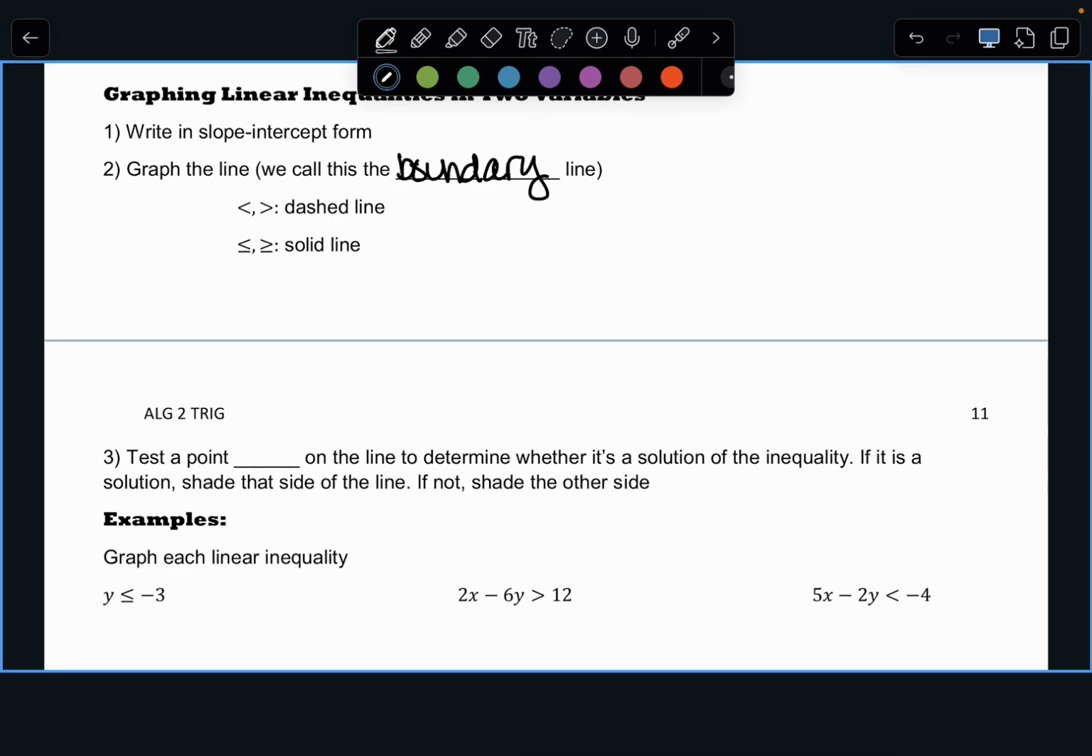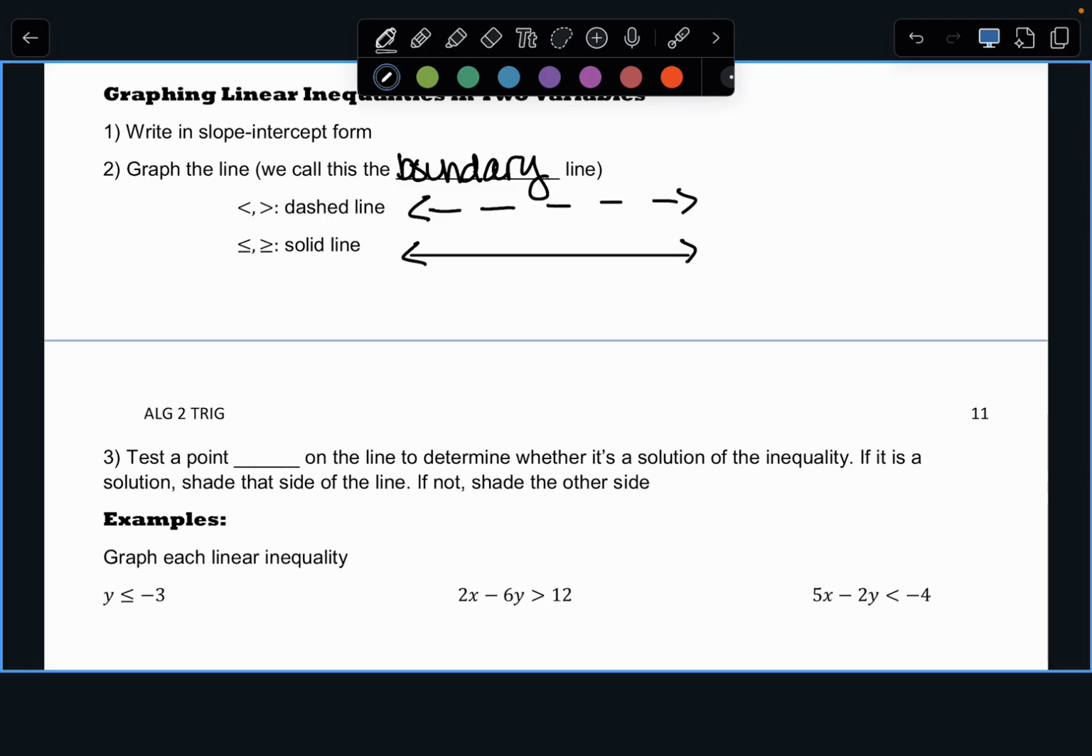And does anyone remember, well, it says it on here, but for strictly less than or strictly greater than, it was parentheses, it was open circles, and now it's a dashed line. So when you draw your line, you make it dashed instead of solid. Less than or equal to or greater than or equal to was a closed circle, it was brackets, and now it's a solid line. So step 1, you graph your boundary line, you make it dashed or solid according to your symbol.